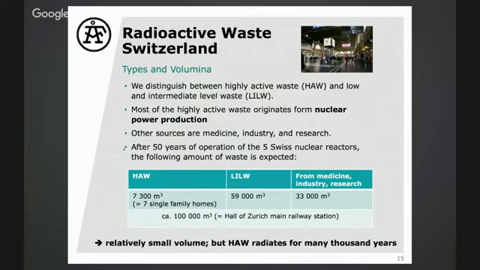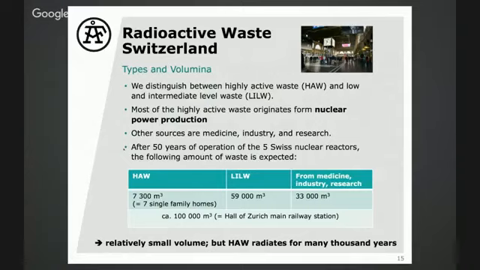As an example, in Switzerland, we have 5 nuclear power reactors that are supposed to operate roughly 50 years in total. And the amount of waste we get from that corresponds in volume to about 7 single-family homes, so roughly 7,000 cubic meters. This is the highly active waste, so burnt fuel pretty much, and waste coming from reprocessing of burnt fuel. Then there's, on the other hand, low and intermediate level active waste.